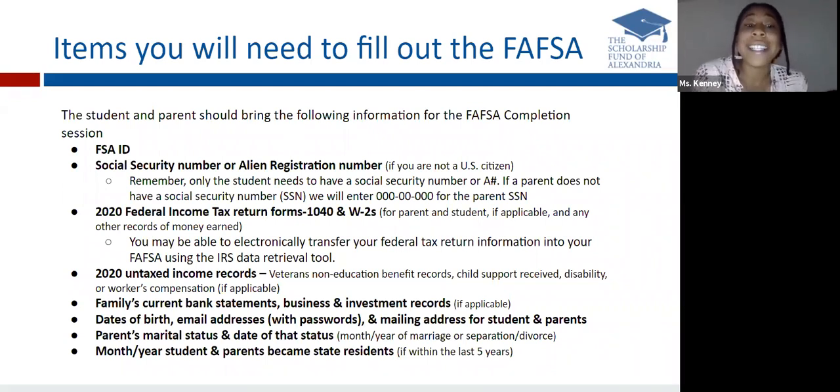You will need to have dates of birth, email addresses with passwords, and mailing address for both students and parents. A parent's marital status and date of that status, i.e. the month or year of their marriage or separation / divorce. And you will also need the month and year that students and parents became state residents, if this has been within the last 5 years.